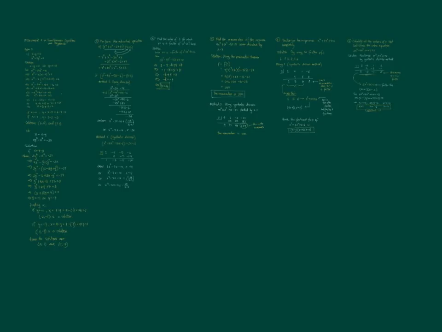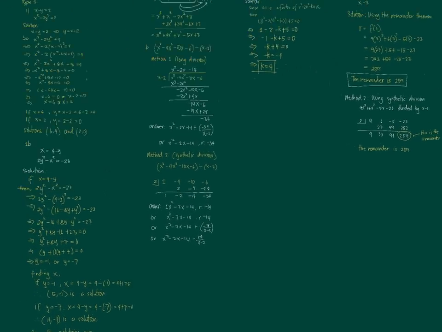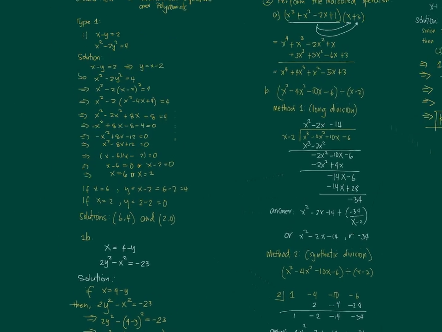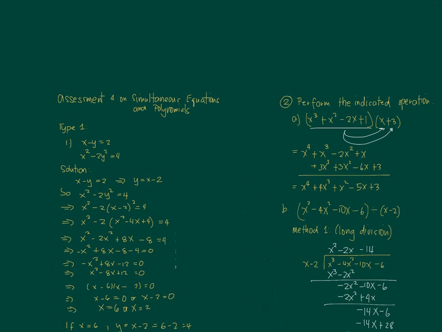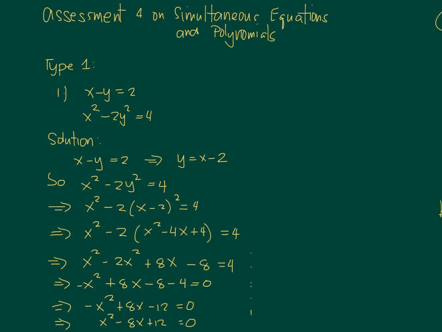Okay, so in this video, I'm going to show you the answer key for the assessment for simultaneous equations and polynomials. So let's start with number 1. The question for number 1, we have letter A. We wanted to solve x minus y is equal to 2, and then x squared minus 2y squared is equal to 4.